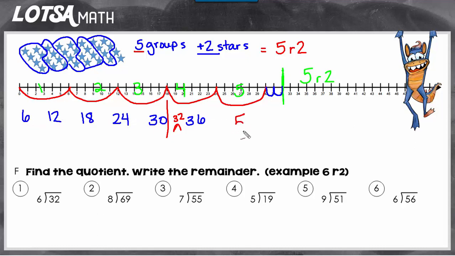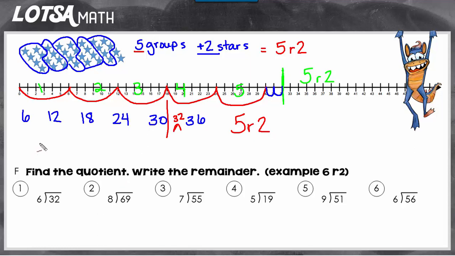So my quotient is going to be 5. I was able to do 5 groups of 6. I still wanted to go to 32 though, so I have to count from 30 to 32 by ones. So 30, 31, 32. So that is going to be 5 remainder 2. All of these strategies can help you find remainders.